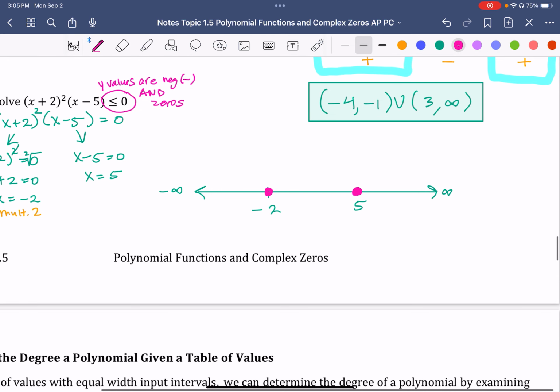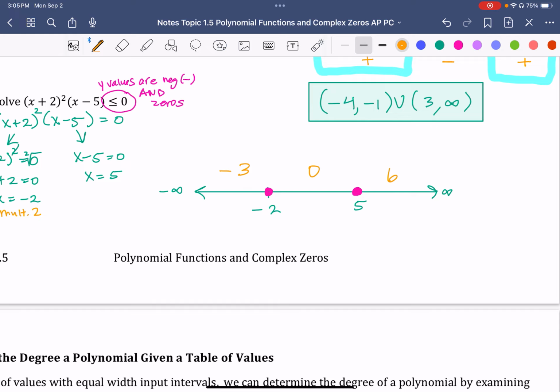Okay, so again, we're looking for the y values that are negative. We are including the zeros, so I shaded in where my zeros are. And I'm going to pick test values. Before negative 2, we have negative 3. In between negative 2 and 5, I can pick 0. And then after 5, I have 6.